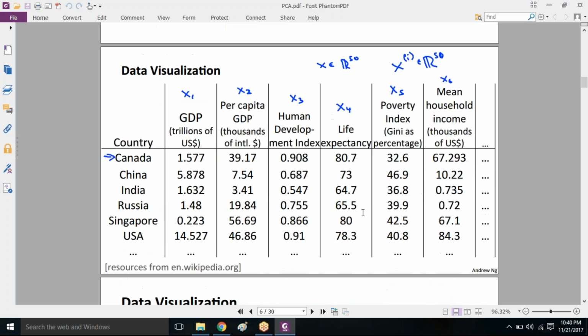See, how many features are there? Six, one, six.